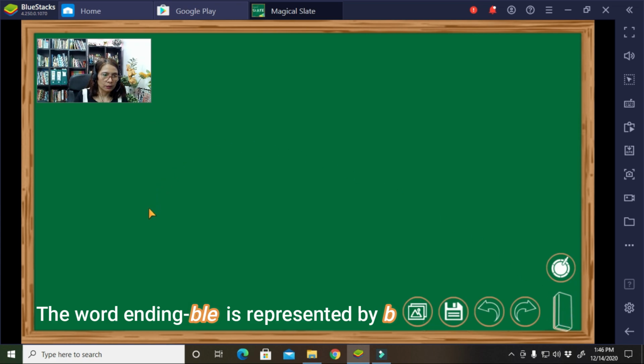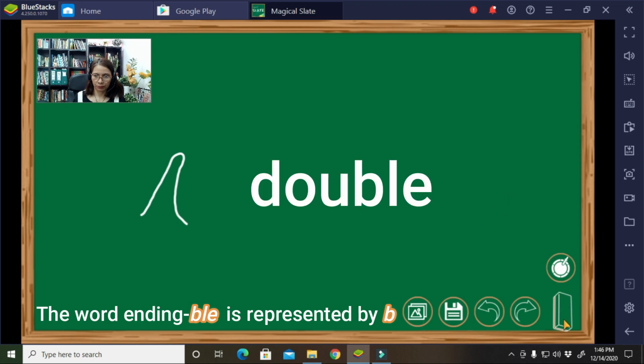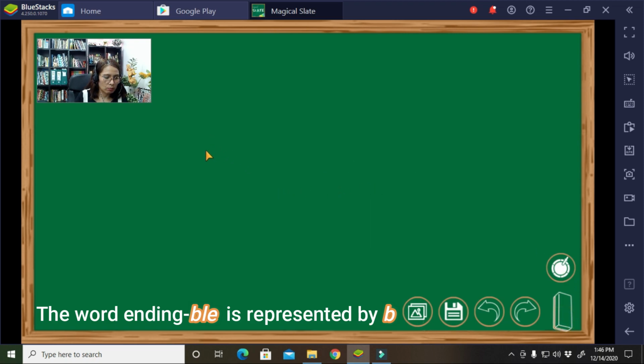What about this one? An upward straight line occupying 2/3 of the space, then an upward dip hook and the downward symbol. The word ending B. How do we read this one? Yes, that is double. That's correct. Next, let's have another example.